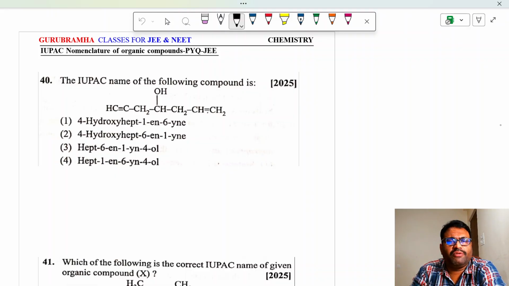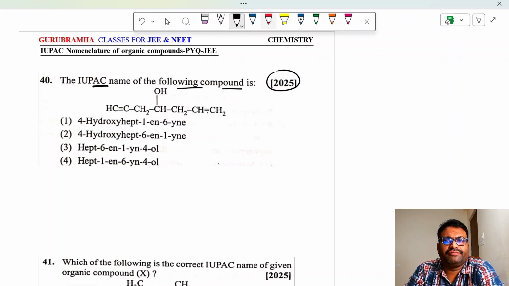So the IUPAC name of the following compound is... This was asked in the 2025 recent examination. So they are focusing on IUPAC names. We have to practice more questions. All the rules are to be remembered. Then we can do it.